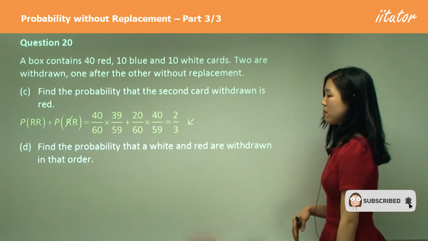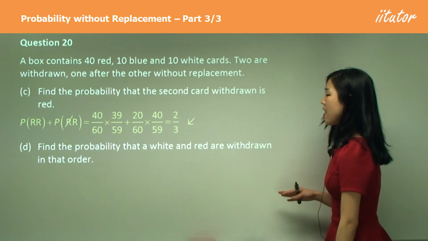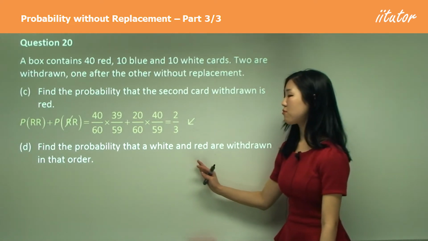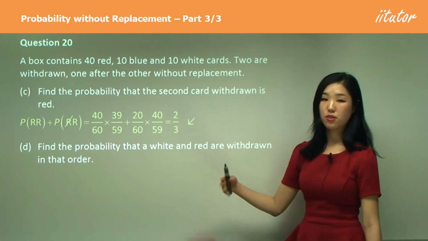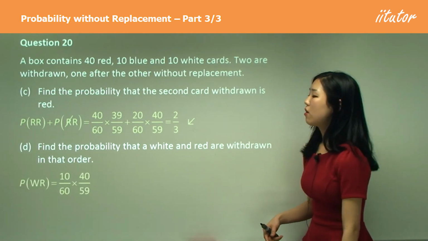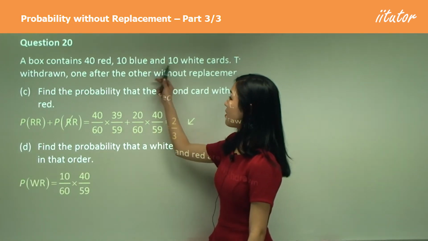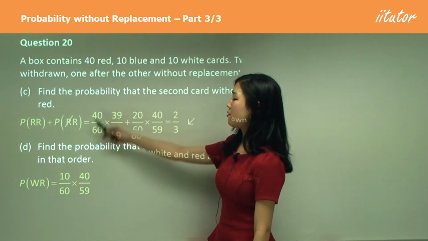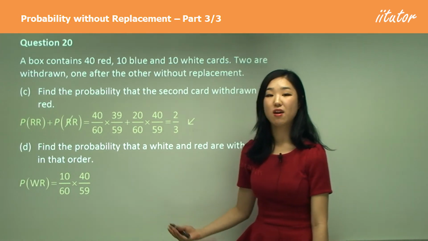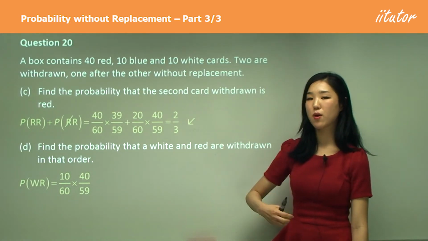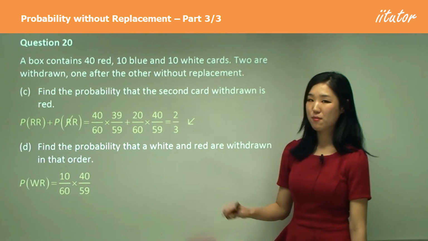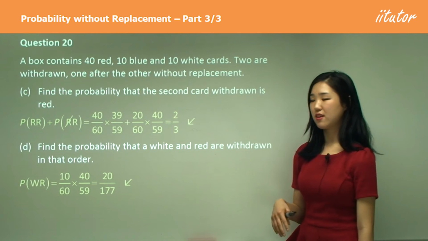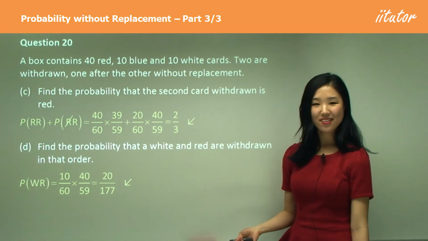D, find the probability that a white and a red are withdrawn in that order. So we must have white first and red next because that's what the order wants to be. So for the white, there's 10, so 10 out of 60 for the white pick. Now there's 40 red, so 40 out of 59 because it's 1 less. We've already picked 1, so there's 59 left. Okay, so make sure the denominator is different and calculate it to get 20 over 177. And that's it, guys.